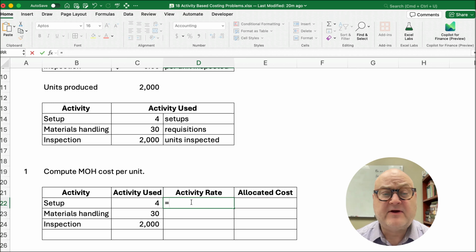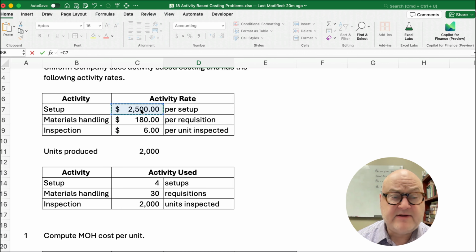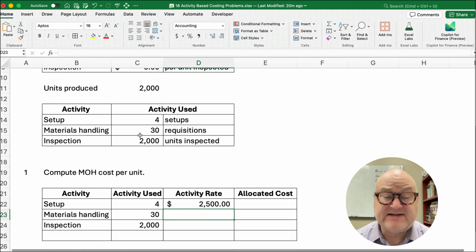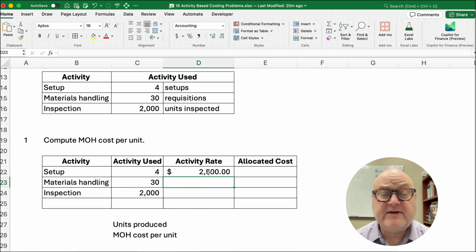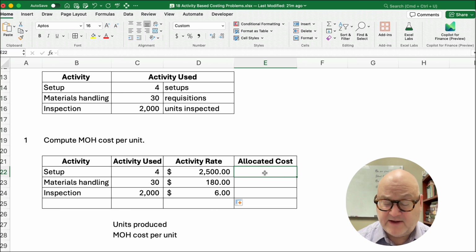Well, what's our activity rate? Well, it's based on the first chart here that's given. 2,500 is the cost for each setup. And what is the cost for materials handling? Well, it's $180, and the inspection is $6 for each unit. Okay, so what we have is these are given information, so we just need to multiply these up.